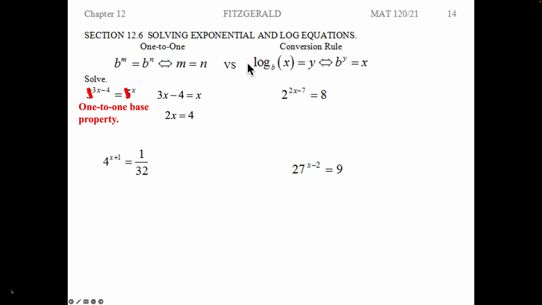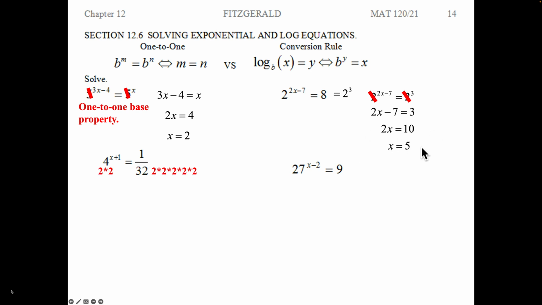All right, next, you might have to use the conversion rule. 2 to the 2x minus 7 equals 2 to the 8th. These two bases aren't the same, so I'm thinking about using the conversion rule, but wait a minute, stop before we do that. Remember back in the early part of chapter 12, we said you can break this 8 down to 2 to the 3rd power, and now I'm back to one-to-one, so we cancel the base 2's, 2x minus 7 equals 3, add over the 7 to get 10, divide over the 2 to get 5.